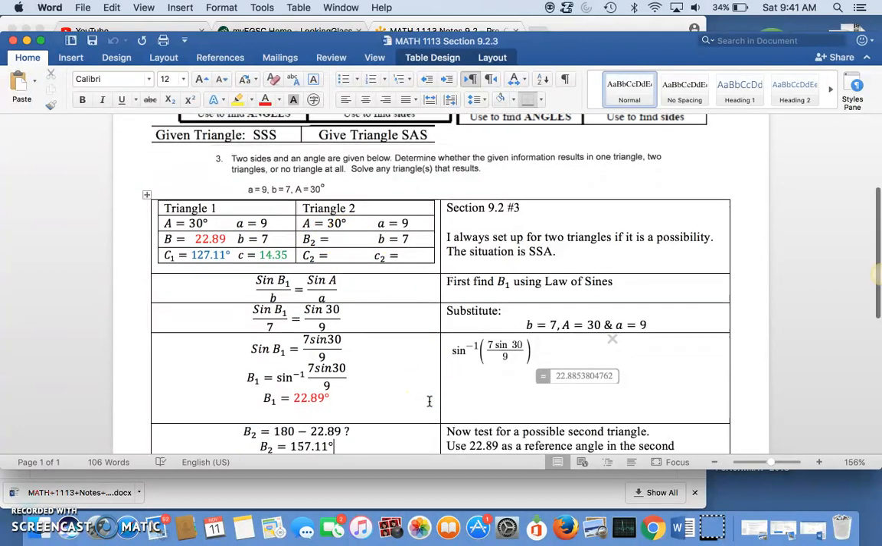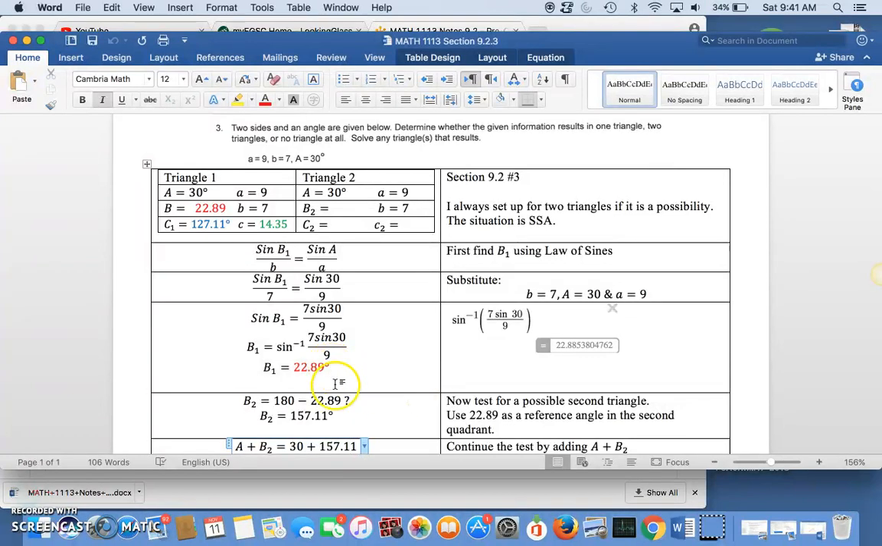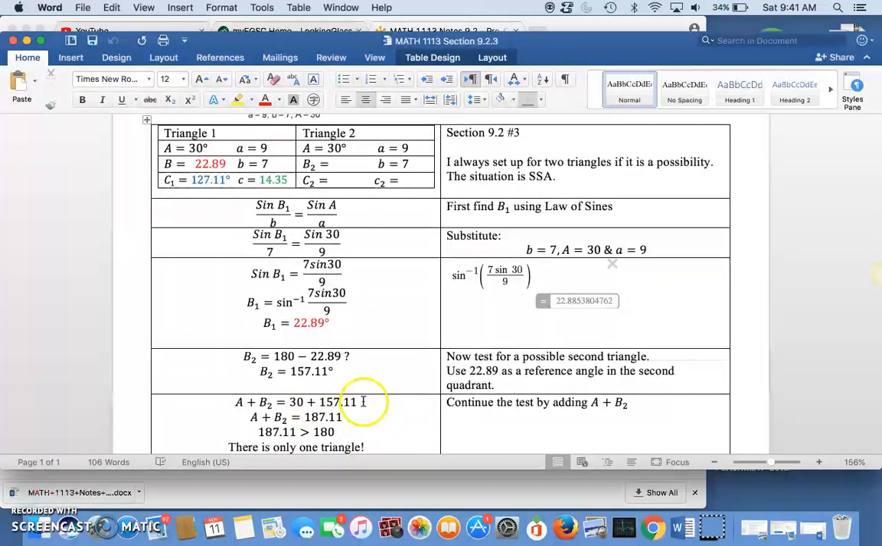You must test to be sure. That could also be a reference angle for a larger angle. So 180 minus 22.89 is 157.11. Now you already had a 30-degree angle that is constant in both triangles. So you want to add that 30 to the 157.11, and that gives you 187.11. That would put you over the possible 180 degrees. So that's when you decide that you only have one triangle.